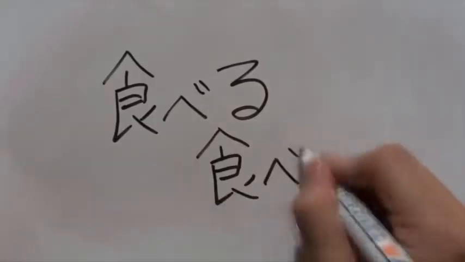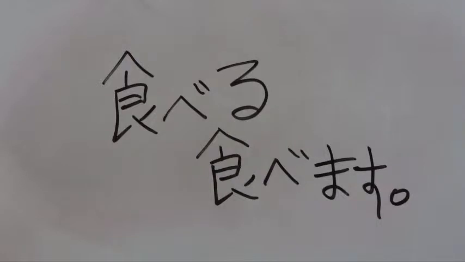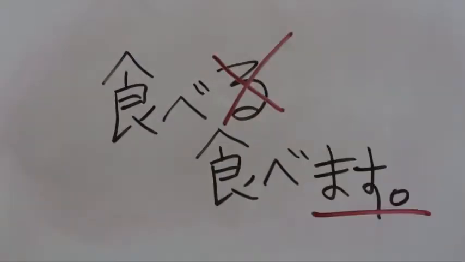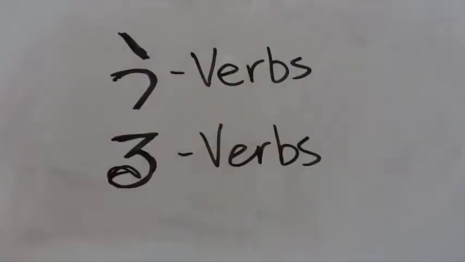And then we have ru verbs like taberu. We simply drop the ru and add the masu. Taberu, tabemasu. Those are the differences between the u verbs and the ru verbs.